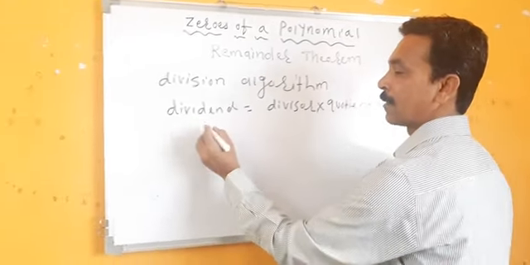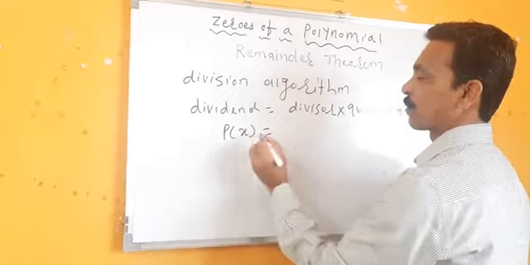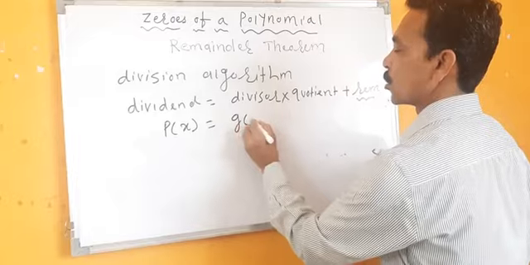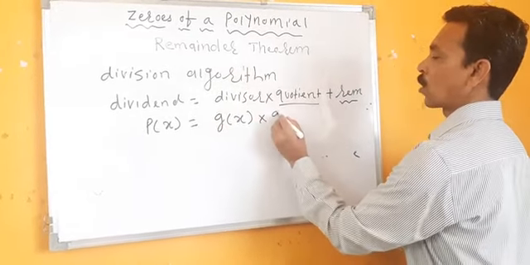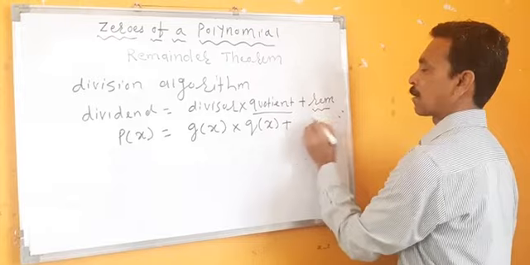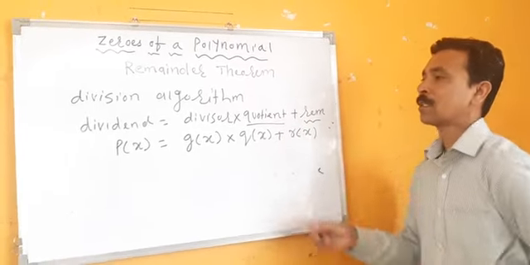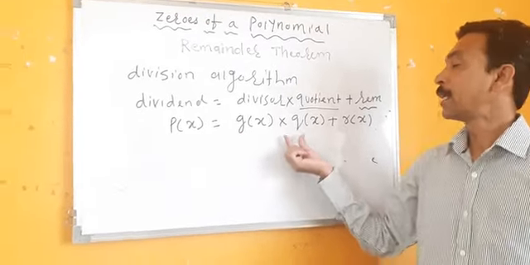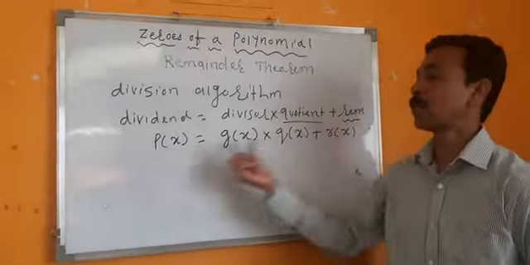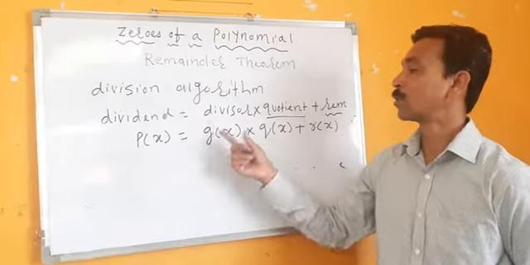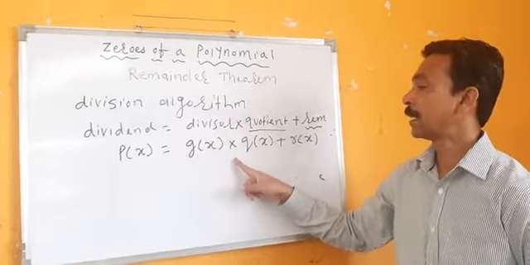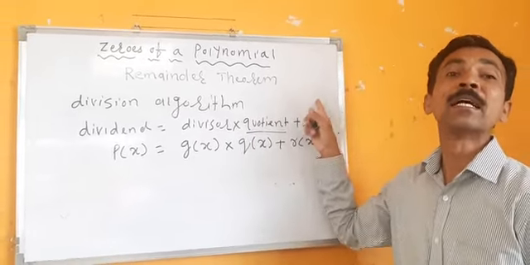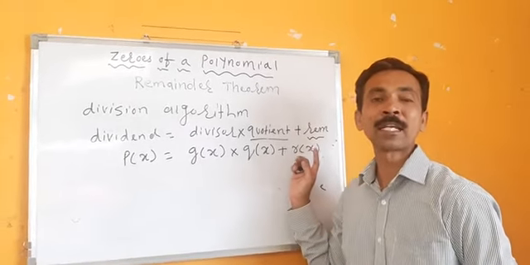Dividend is p of x. What is p of x called? Dividend. Divisor is called g of x, into quotient is called q of x, plus remainder is called r of x. So this is division algorithm. P of x is equal to g of x into q of x plus r of x. P of x means dividend, g of x means divisor, q of x means quotient, plus r of x means remainder. Clear? This is called division algorithm.